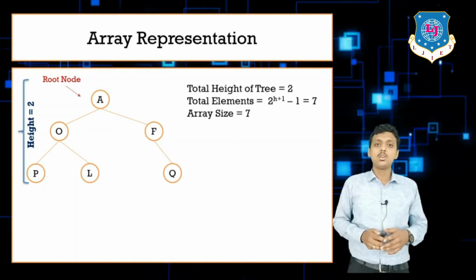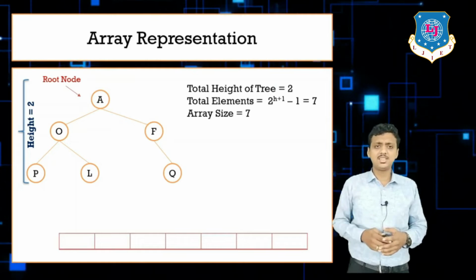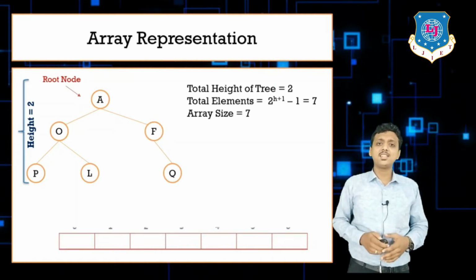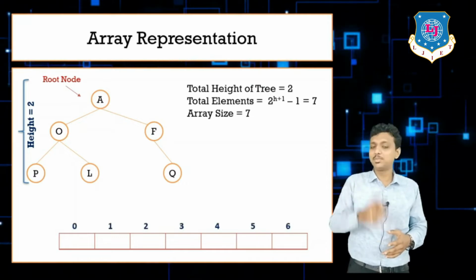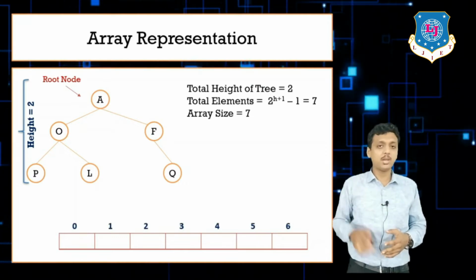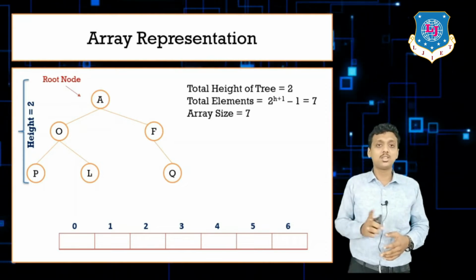So first I am just showing you one array. Just imagine this is my array. The array index starts from 0 to 6. Remember, this is not an algorithm, this is an array. According to the program, the array index starts from 0 to 6.